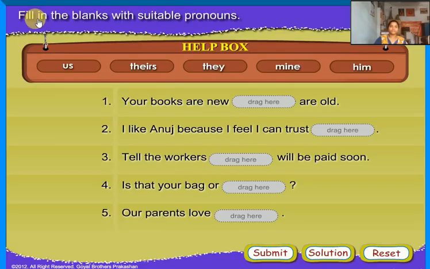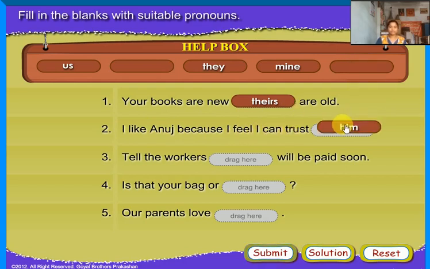Fill in the blanks with suitable pronouns. Your books are new, dash are old. Theirs. I like Anju because I feel I can trust dash. Him. Tell the workers dash will be paid soon. They.